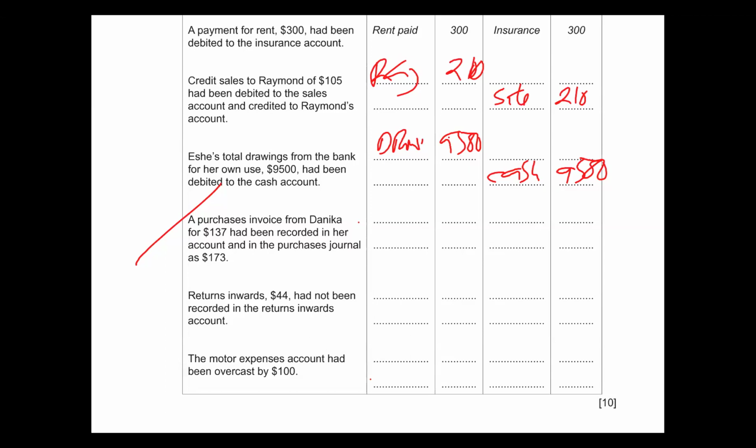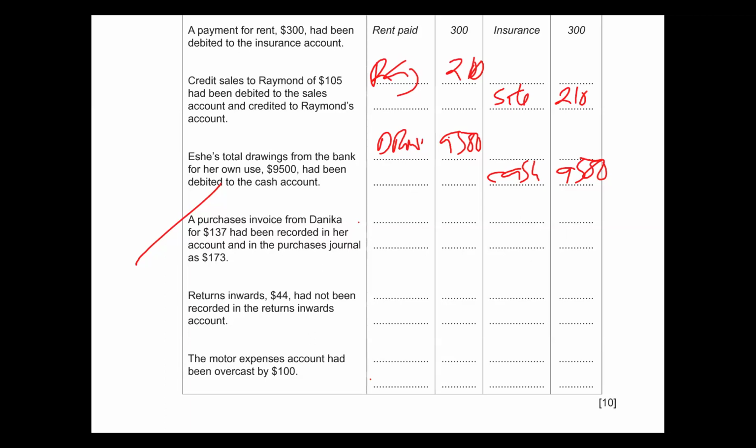So this is what has happened. There is a purchase invoice from Danica for $137. You purchased, okay, the invoice with that amount, and it had been recorded in her account in the purchases journal as 173. That was way higher. Like you transposed the figures. This is called the error of what? Transposition. You moved the figures.